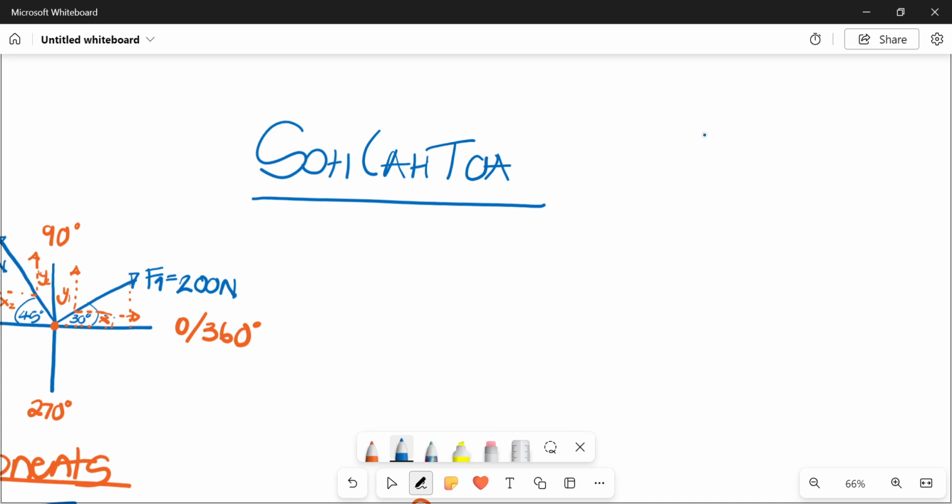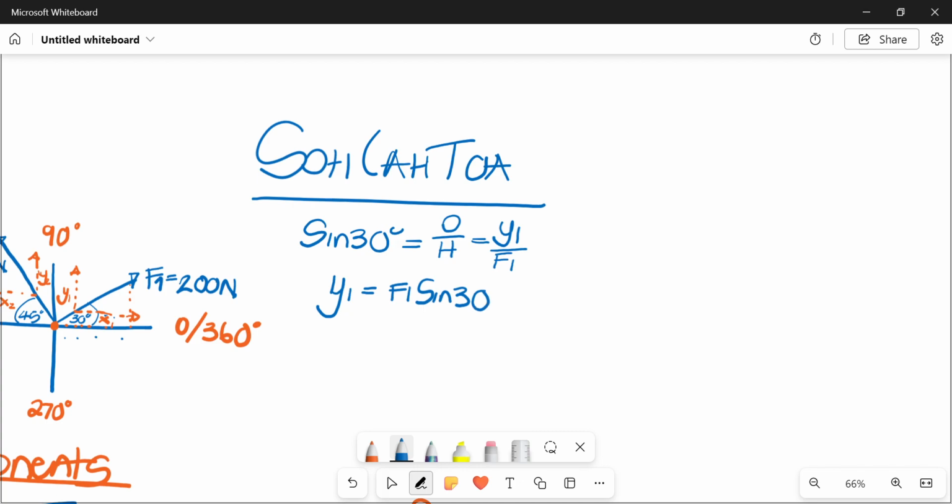Okay, we'll say sine of 30 degrees. I'm considering this first portion will be opposite over hypotenuse. Our opposite would be y1. Our hypotenuse is our f1, right? That's the force that is known and we're essentially using to calculate on here. Then by cross multiplying, we end up with y1 equals f1 sine of 30.